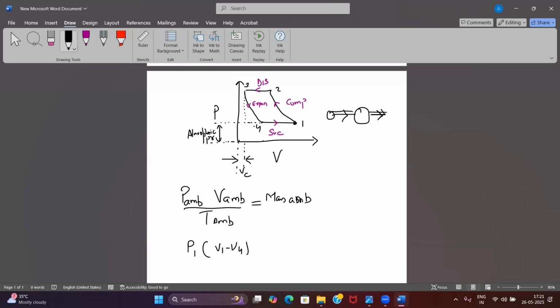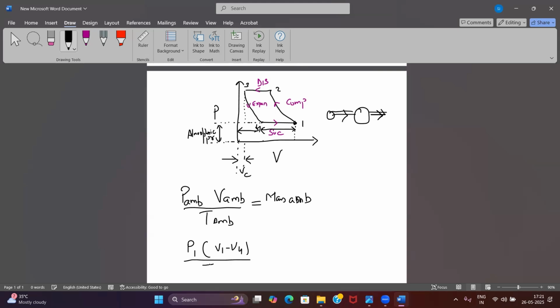Now you see, from here to here only the actual suction has happened. Do you agree? This is the effective stroke. So it is V1 minus V4. Why V1 minus V4? Because volume 1 will be larger, and this will be V4. Do you agree?